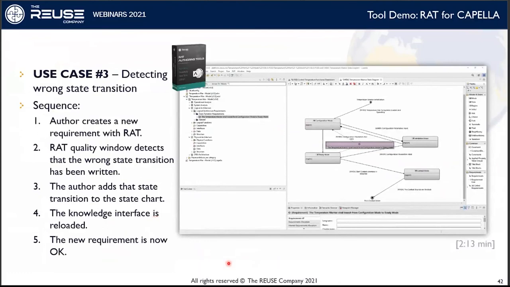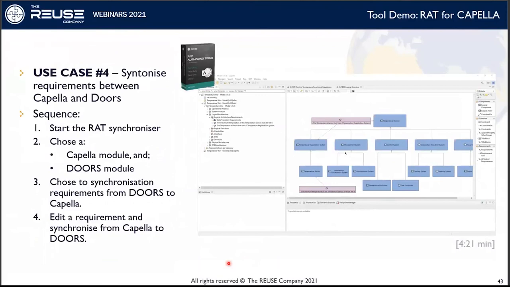And the last thing is to show you how the synchronization works. As I said in the first part of this, we must make sure that the information is consistent in the Doors and in the Capella side. So I want to show you how I start the RAT synchronizer, how I choose the Capella module and the Doors module, and how I choose how I want the synchronization to be done. And also the last thing is to edit the requirement and see how that affects this. So let's go for this. And this is the last demo video I have.